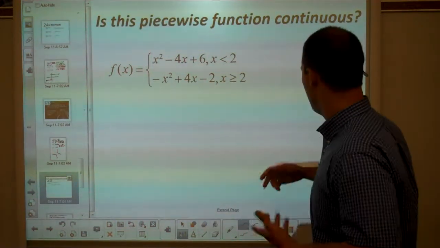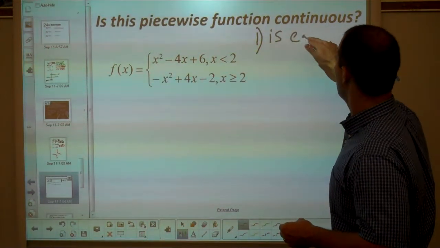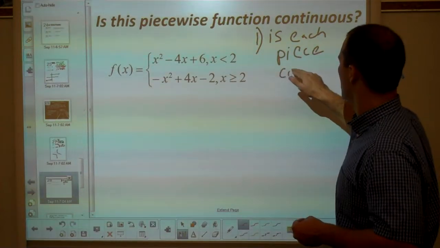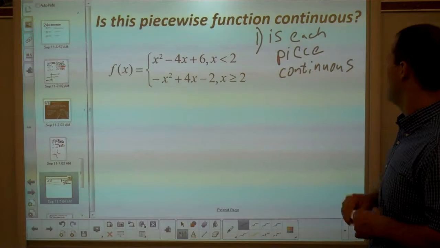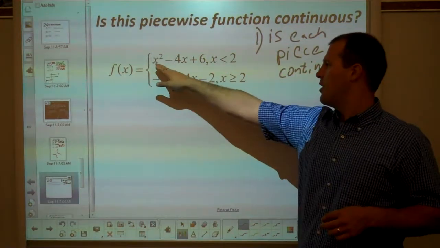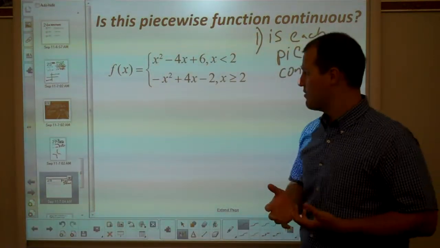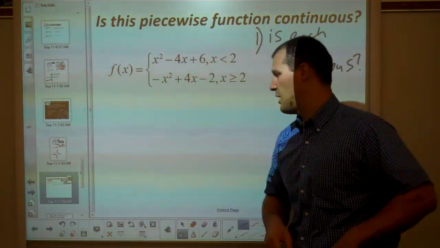So the way we're going to do that is two things. We're first going to ask the question, is each piece continuous? Okay, so what that looks like is this. I'm going to look at my first piece. I'm going to try to identify what that is. That's a quadratic. I know that quadratics look like parabolas, and all parabolas are continuous. Okay, first piece checks out.